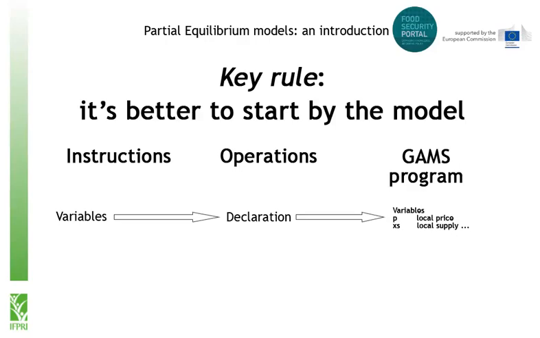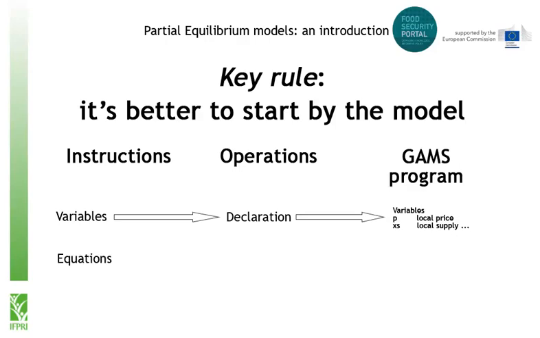Then here you have the instruction variables. So it means that GAMS will understand that P is a variable, and you have added a text which explains what P is. It's the local price. Then XS, another variable, and you have the small text that explains what XS is.